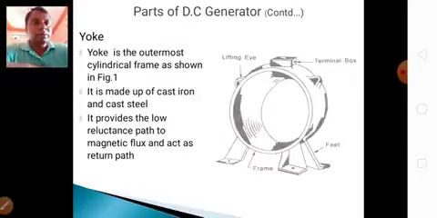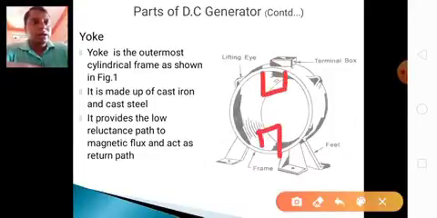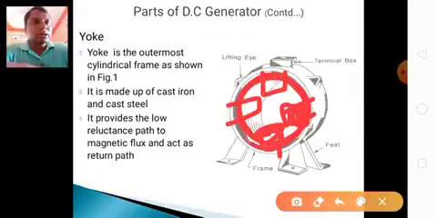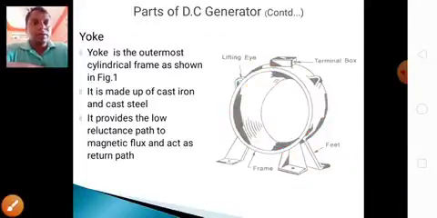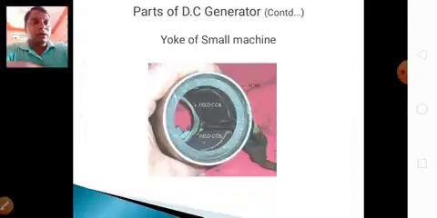Why does it act as a return path? Here there is a field winding, and here also there is a field winding, so the flux keeps circulating like this. The flux is rotating, and the external flux returns through this yoke. It also provides mechanical protection to the entire machine from rust and dust. If any particles come, they do not affect anything, so the winding is not damaged.